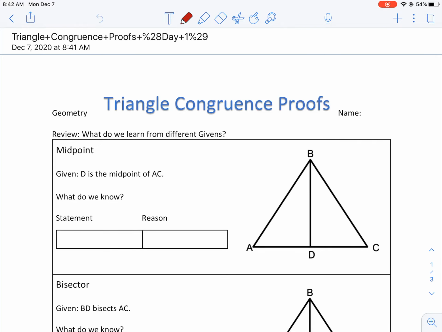Now, we're not actually going to get to many proofs today, but what I'm going to do is help you guys recognize what you need to put for certain givens, okay? Because the givens are going to guide how your proof is used. So we're not going to be doing full proofs today, just certain statements and reasons, all right?